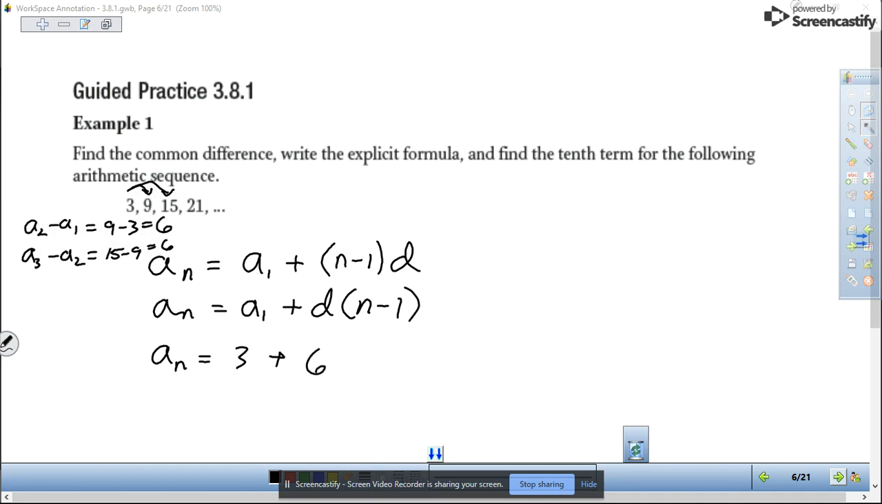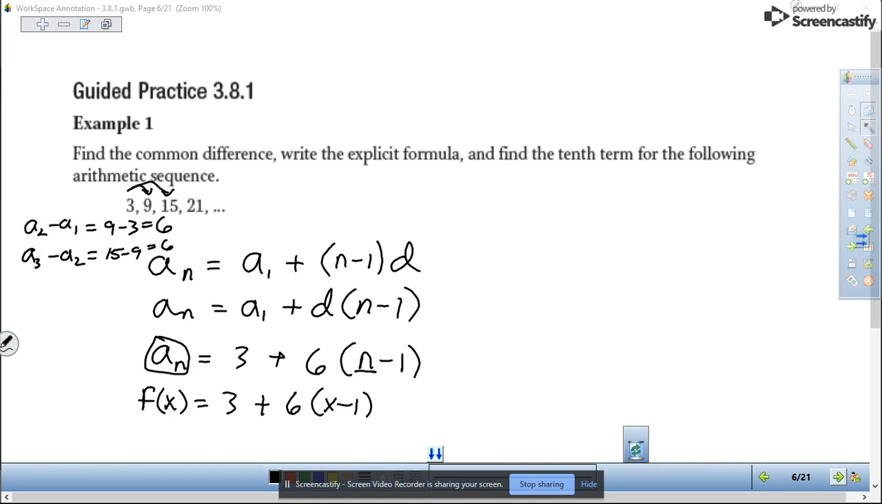So my common difference is 6, times n minus 1. Basically, this is your y, and this is your x. n is your x value. So it's kind of like f of x equals 3 plus 6 times x minus 1. That would be the function notation version of that equation.